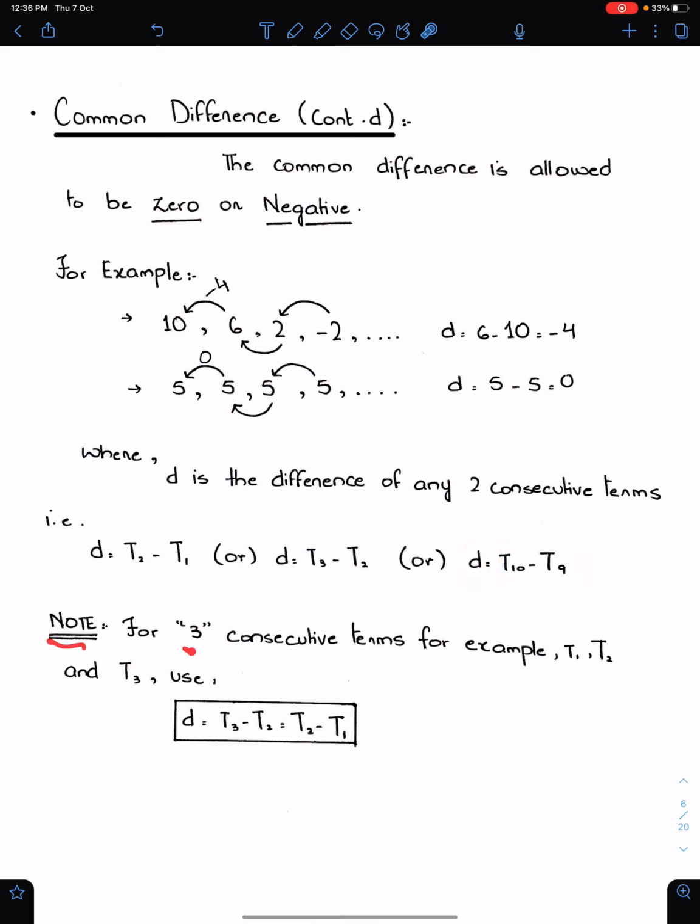Note, for three consecutive terms, for example T1, T2 and T3, always use this formula for D or for the values of unknown. This formula is very important and we use it when we have three consecutive terms of the given AP, any three consecutive terms.